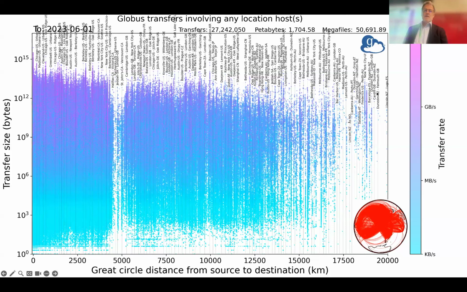You also see that there's not many transfers that go about 5,000 kilometers, which, if you think about the shape of the world, there are very few major human-inhabited places that are 5,000 kilometers apart. The oceans get in the way. And there are some that go a very long way. This is the furthest point that we've seen, from Lugo, Spain to Lincoln, New Zealand.